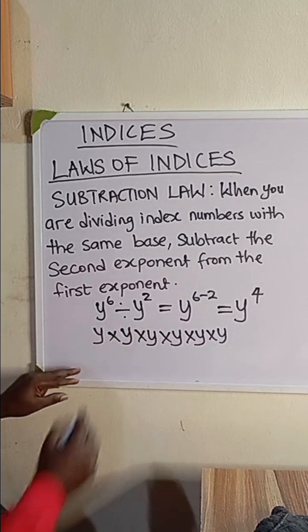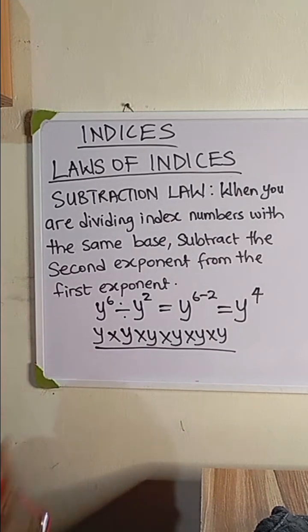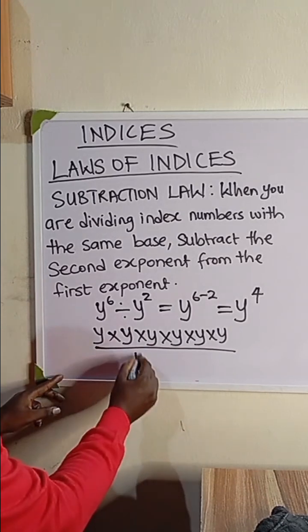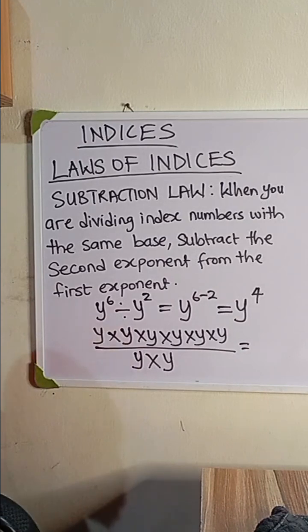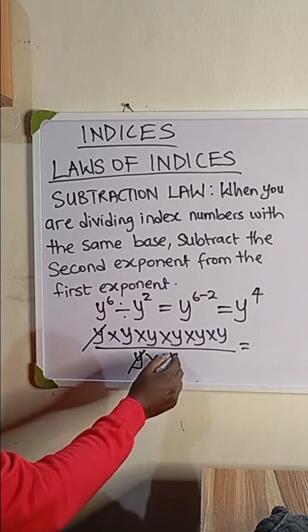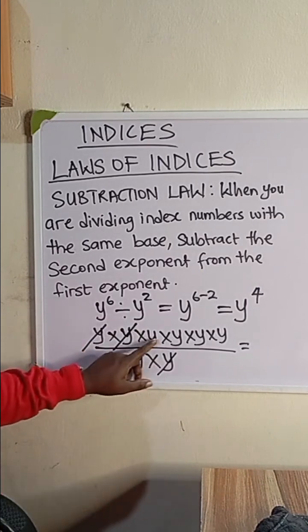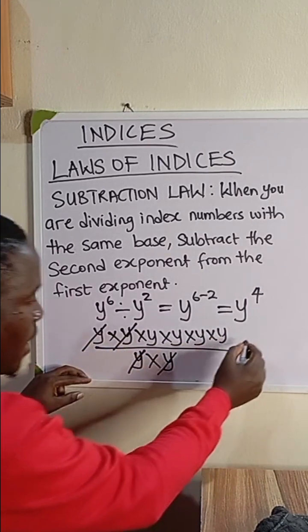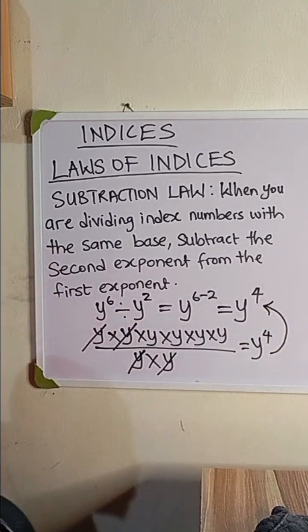Divided by y to the power of 2, which is y times y. So let's see what is going to be left. 1y is going to cancel out 1y, and 1y is going to cancel out 1y. So how many y will be left? 1, 2, 3, 4. Y to the power of 4. So that confirms that this process is correct.